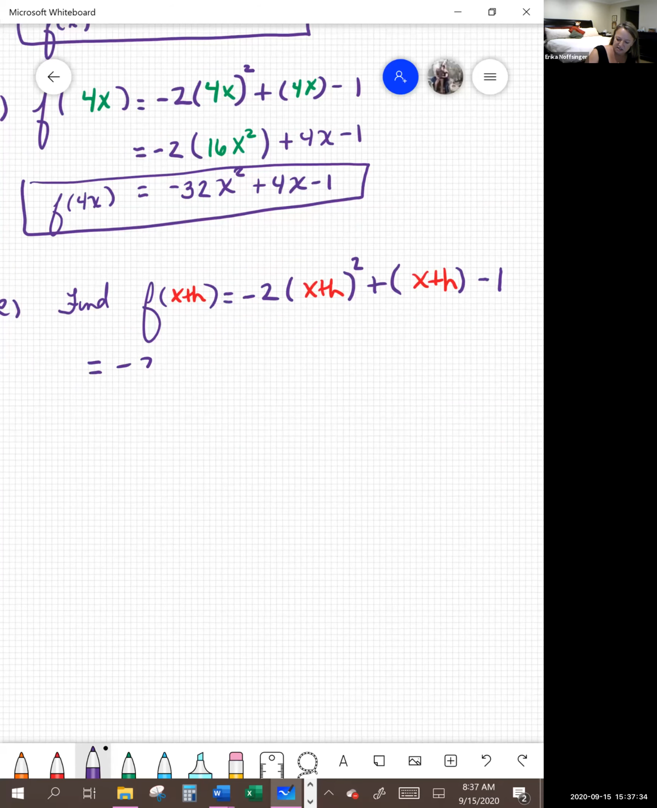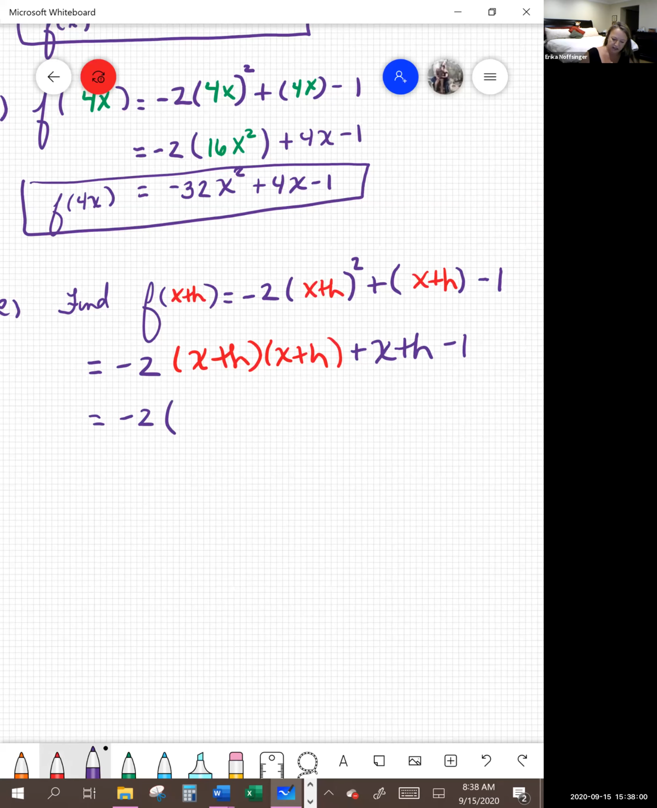So negative 2, we need to multiply out x plus h times x plus h. Technically, plus, this is 1 times that parentheses. I really don't need those parentheses there. So plus x plus h minus. If we FOILed out x plus h times x plus h, we get x squared plus 2xh plus h squared.